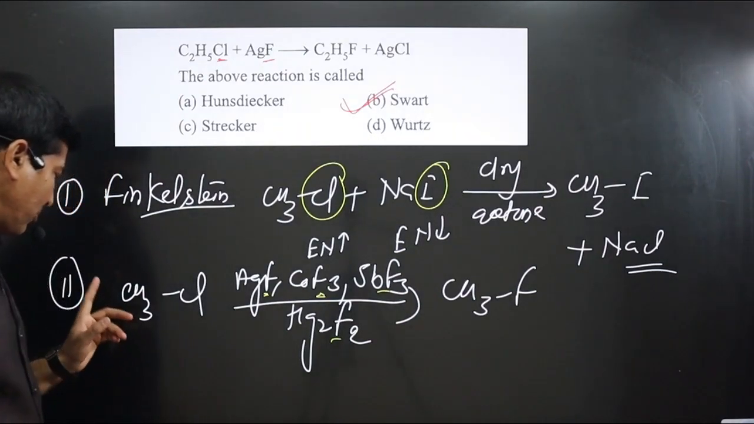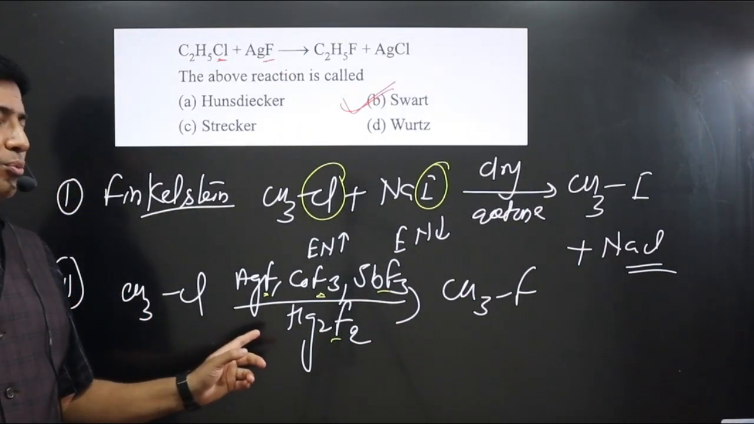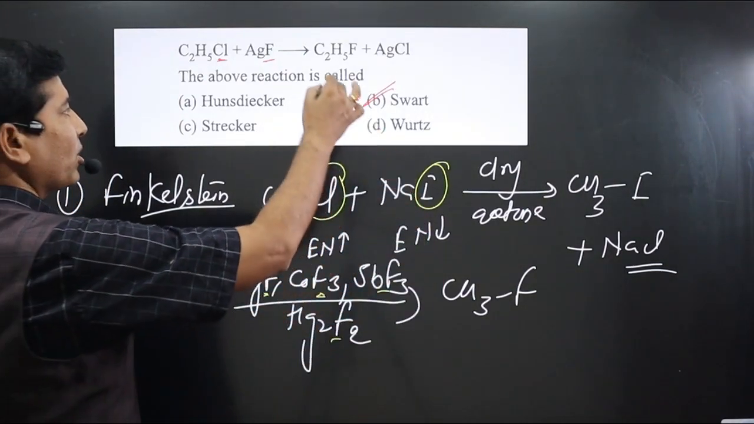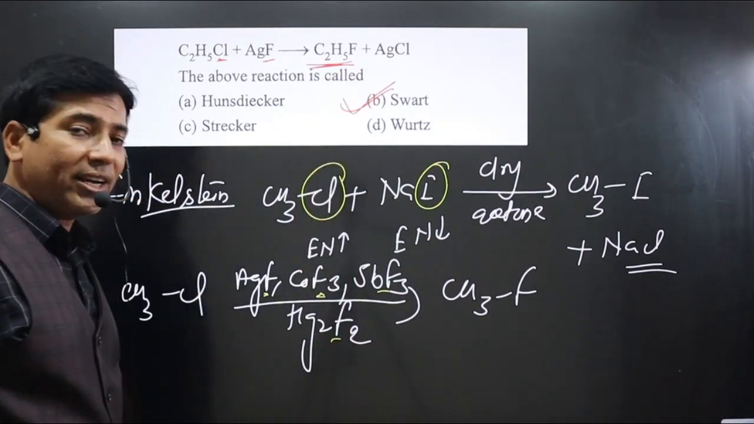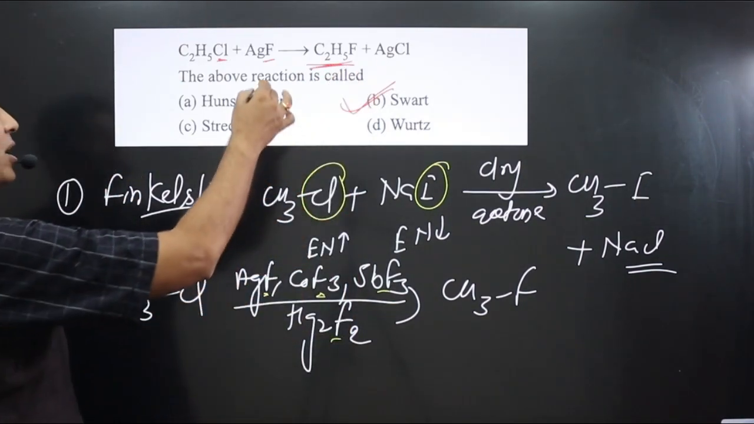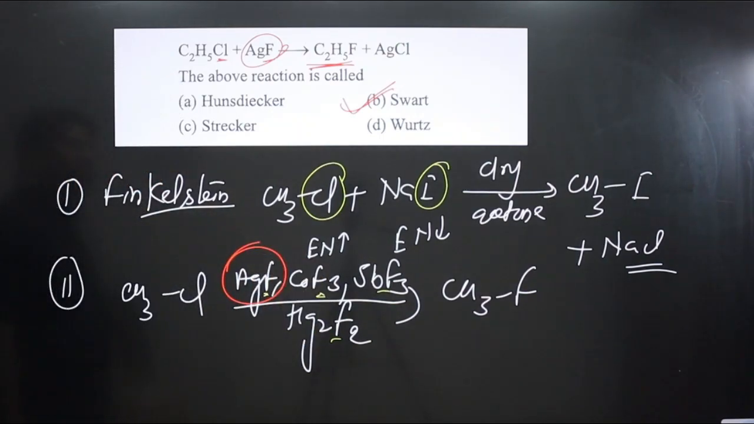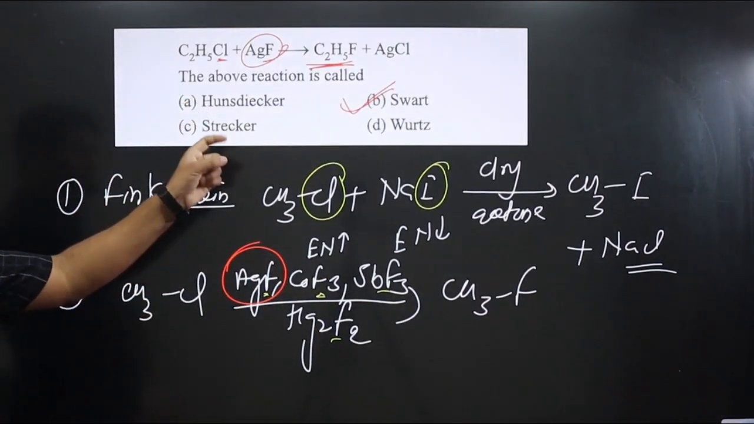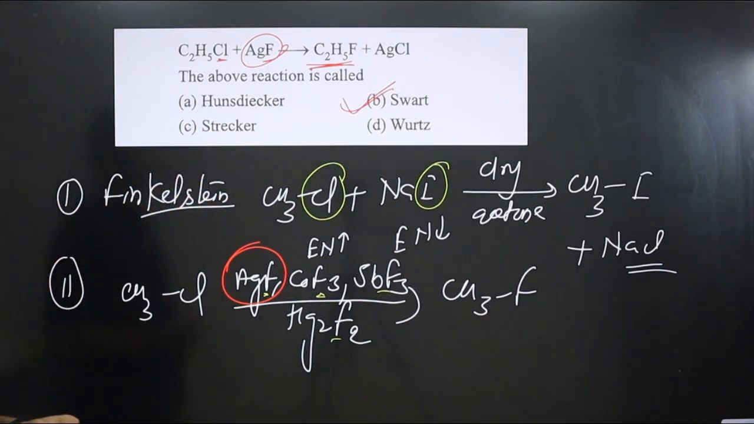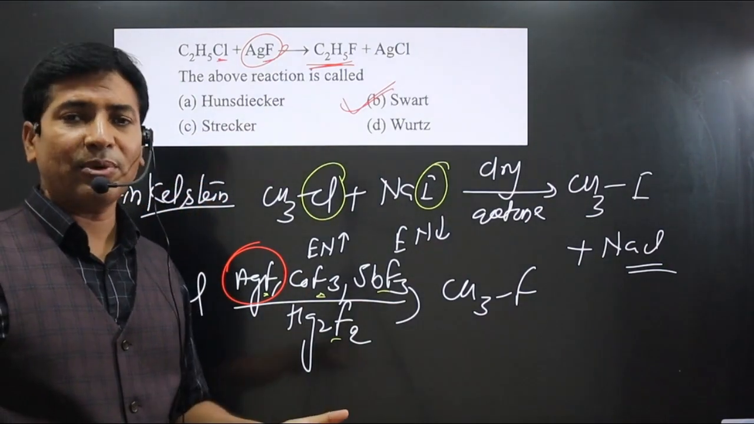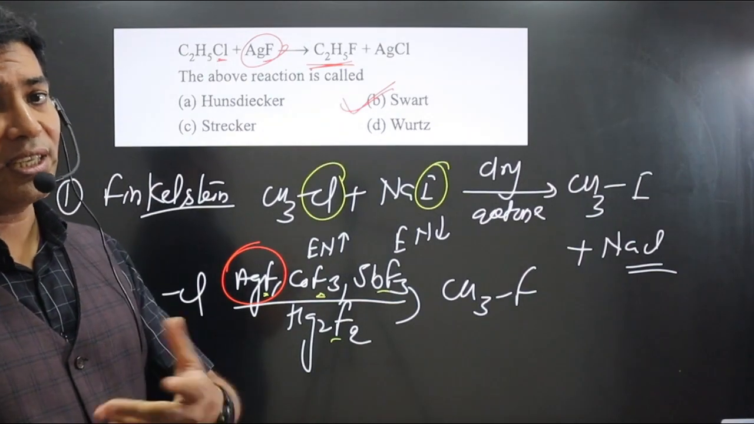And as we have learned, the Swartz reaction is used to produce alkyl fluoride. If you look at the product, this is ethyl fluoride, and we have used AgF here. Very interesting. Now we can understand about the other reactions. The Strecker reaction is quite a unique reaction. I don't think this is given in the syllabus, but still we understand what this reaction is all about.